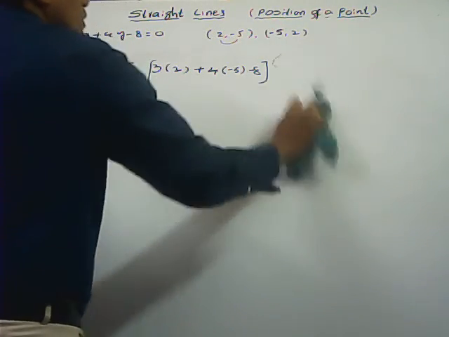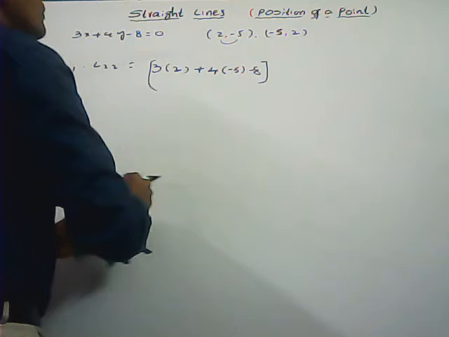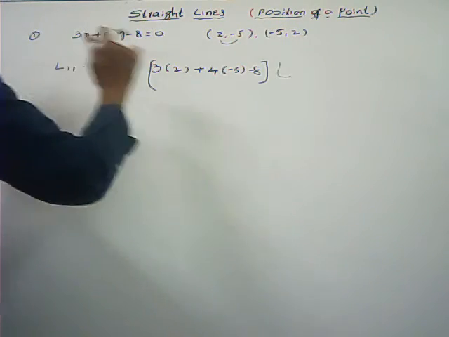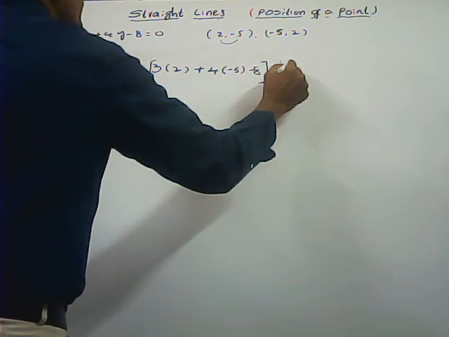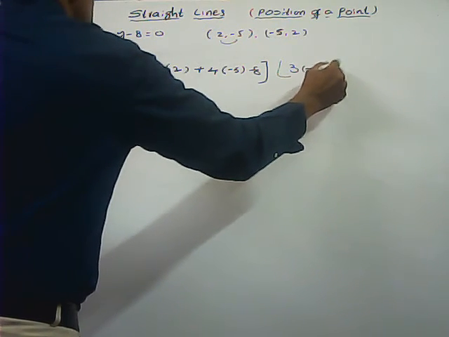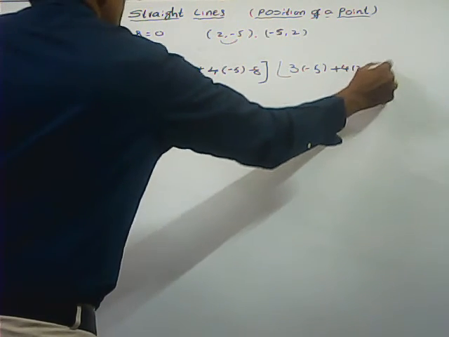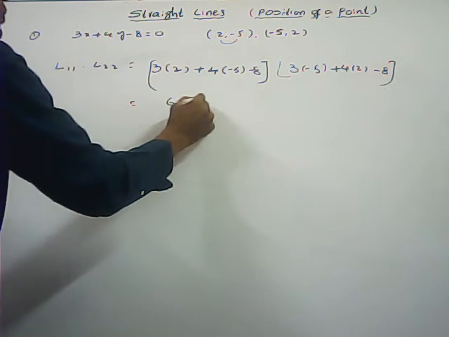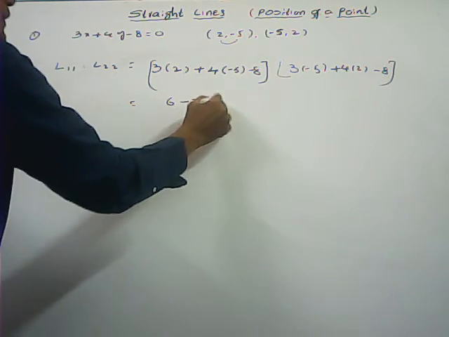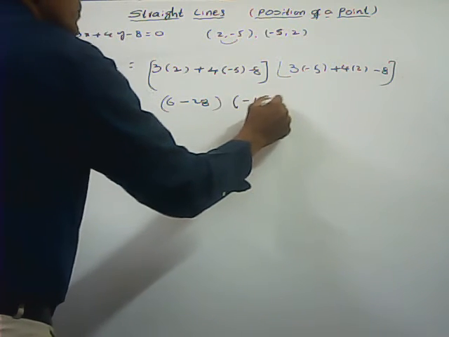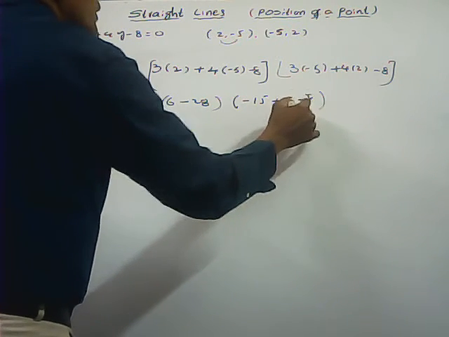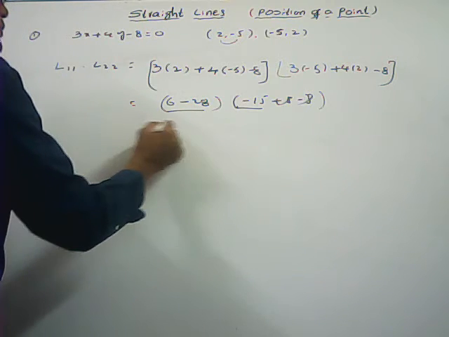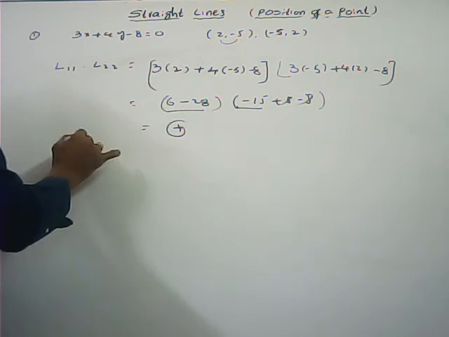Next, L22. What is L22? In the place of x comma y, substituting the second coordinates of the point: 3 into minus 5 plus 4 into 2 minus 8. So 6 minus 20 minus 8 is minus 28, and minus 15 plus 8 minus 8. Here these two get cancelled. This is negative, this is also negative. Negative into negative, we can get a positive value.